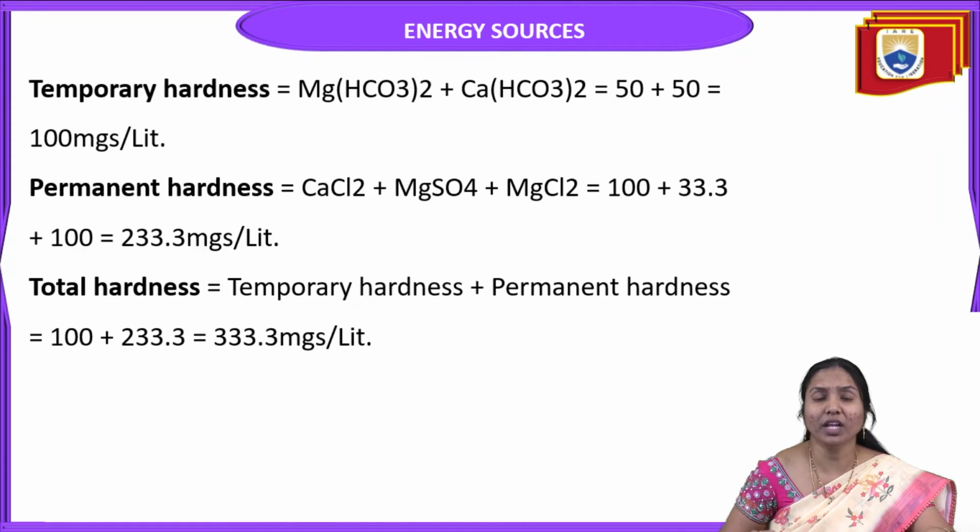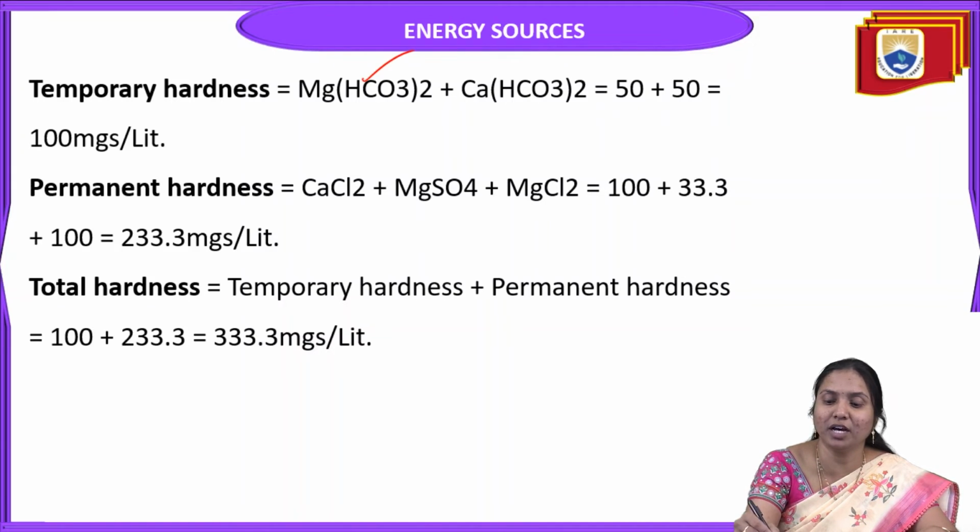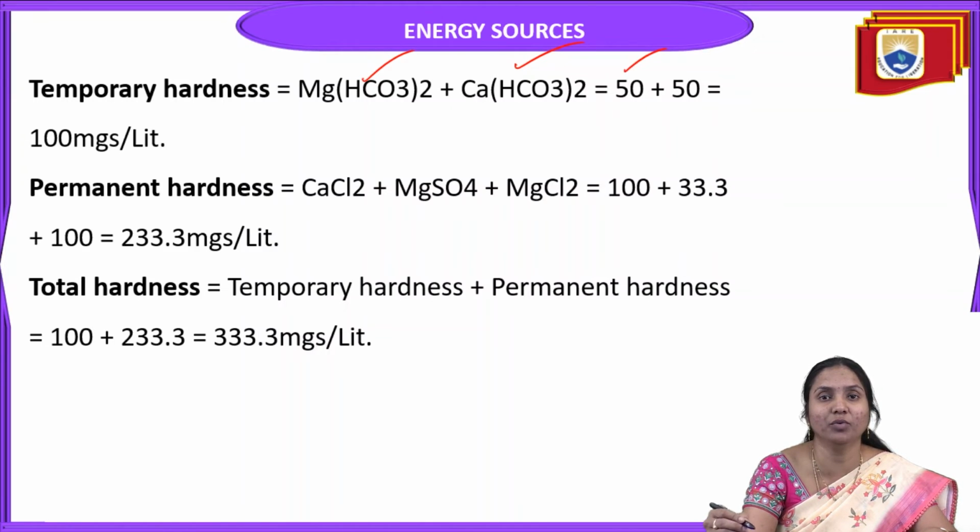Next, we identify the temporary hardness causing salts, then calculate the temporary hardness of water. The temporary hardness causing salts present in that water are magnesium bicarbonate and calcium bicarbonate. When we convert into equivalent of CaCO3, magnesium bicarbonate is 50 milligram per liter and calcium bicarbonate is 50. So temporary hardness equals 50 plus 50, which is 100 milligrams per liter.